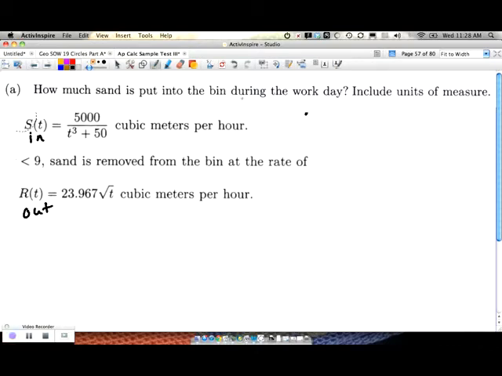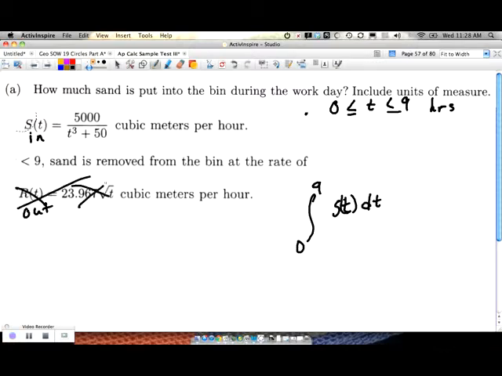It says how much sand is put into the bin during the workday. Now remember in the workday it said 0 is less than t to 9. I don't know if it had less than or equal to, but it doesn't really matter. It probably did. But we're going from 0 to 9 hours. So that means we're going to do the integral from 0 to 9 of S of t, because that's what's being added. That's what's being put in. We're not really looking at the R of t yet. It is happening, but we don't care because that's not what the question is. It says how much sand is put into the bin.